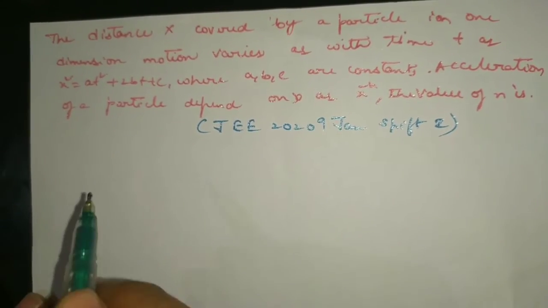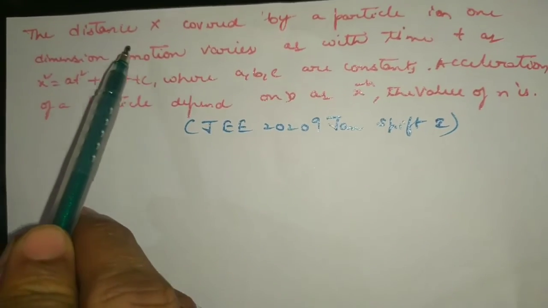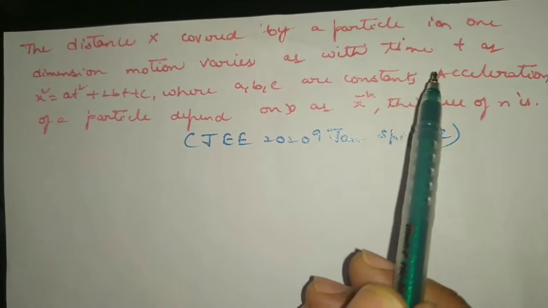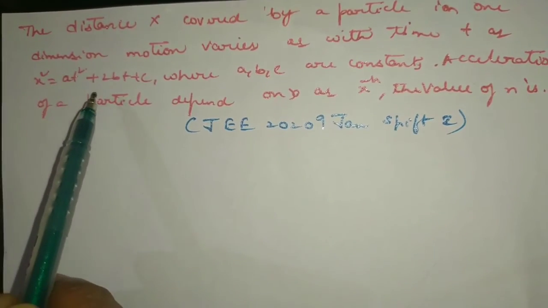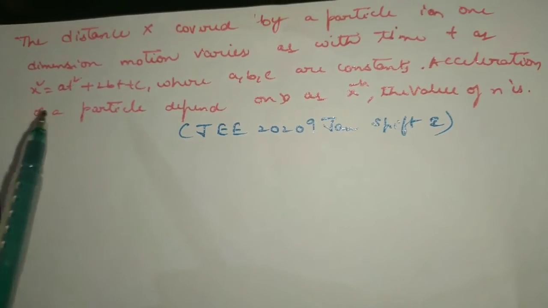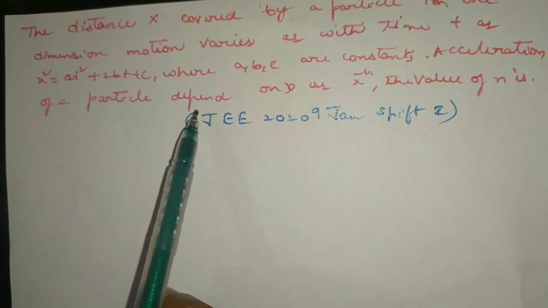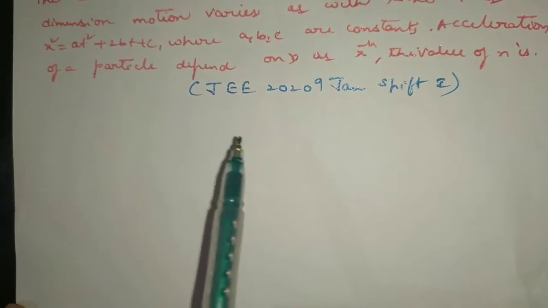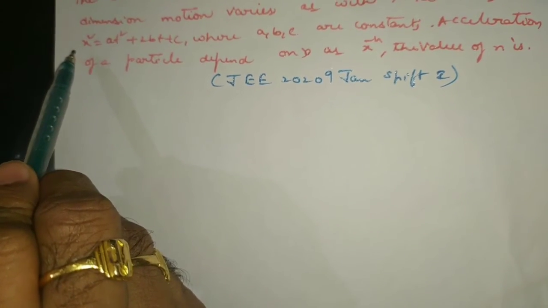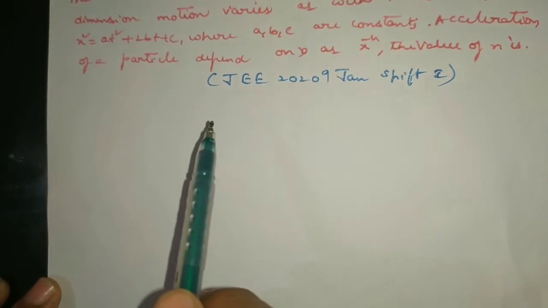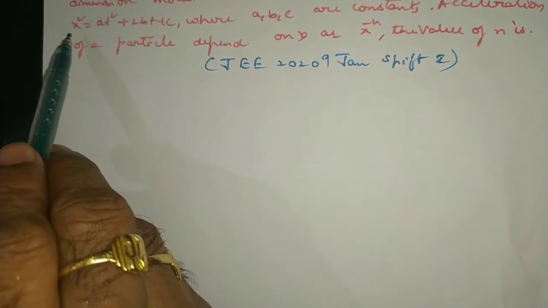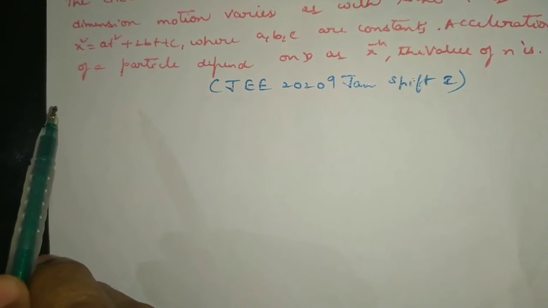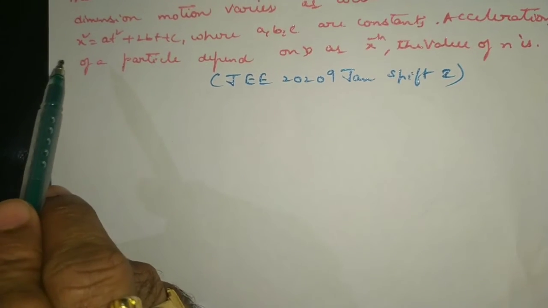Students, consider the second question in motion along a straight line. The distance x covered by a particle in one dimension motion varies with time t as x square equals a t square plus 2 b t plus c, where a, b, c are constants. Acceleration of the particle depends upon x as x power minus n. The value of n is? From the displacement expression in terms of time, we have to find the acceleration. Differentiating displacement with respect to time gives velocity, and differentiating velocity with respect to time gives acceleration. So, differentiating twice, we conclude the answer.